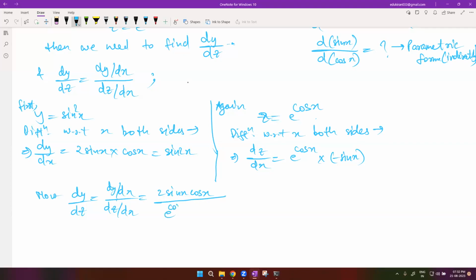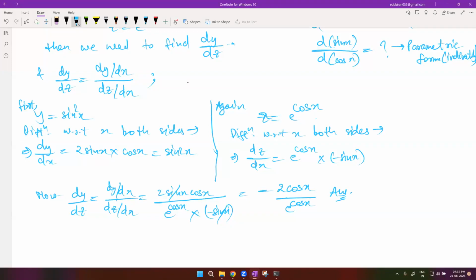Yeah, I think you understood this, right? How did we get dz by dx? It is e to the power cos x into the differentiation of cos x, which is minus sin x. Now I have already written sin 2x here, but now I am again writing 2 sin x cos x because sin x can be cancelled out. So it becomes minus 2 cos x divided by e to the power cos x.